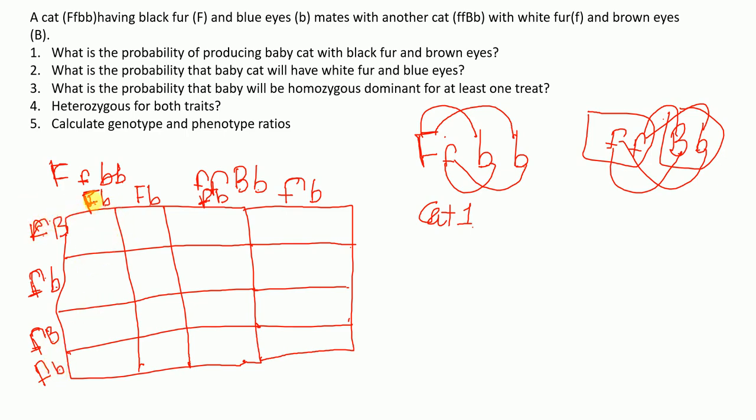So here what will happen? Here we will have capital F, small f, capital B, small b. Okay, we just need to fill this up. And capital F, small f, capital B, small b, and here small f, capital B, and small b.